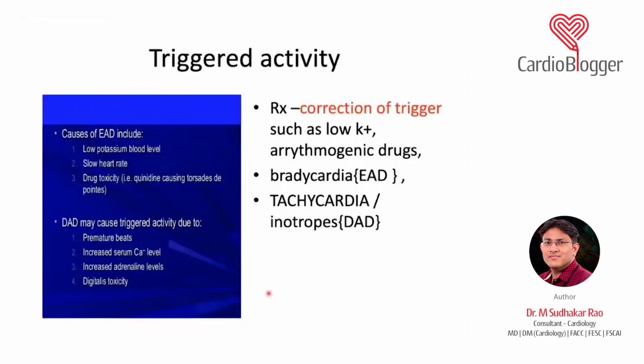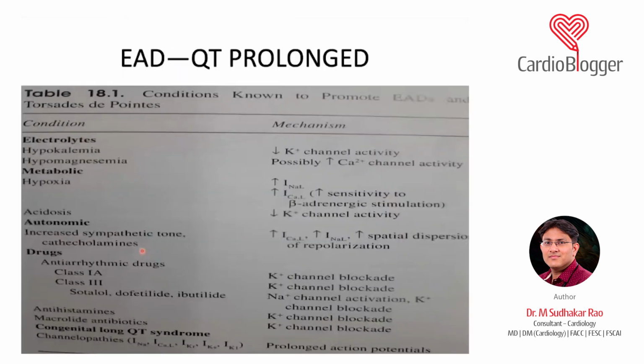As I already told you, the triggered activity due to early after depolarization can be because of various reasons like hypokalemia, hypomagnesemia, bradycardia, or class 1A or class 3 antiarrhythmics. Apart from that, the delayed after depolarization is because of increased calcium level or increased adrenaline level, patients who are on inotropes or with catecholaminergic polymorphic VT, or even digitalis toxicity can cause it, because it inhibits the sodium potassium ATPase, causing increased release of calcium ion, and that causes a delayed after depolarization.